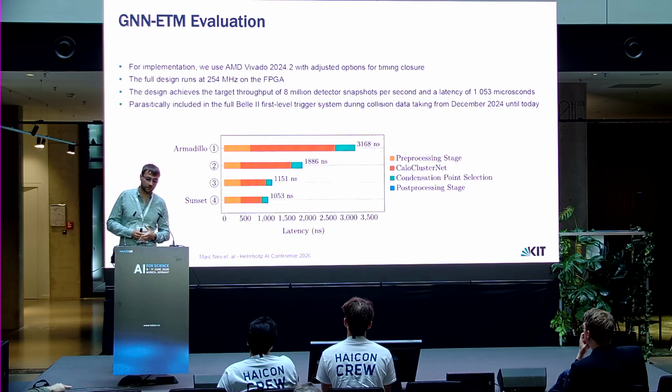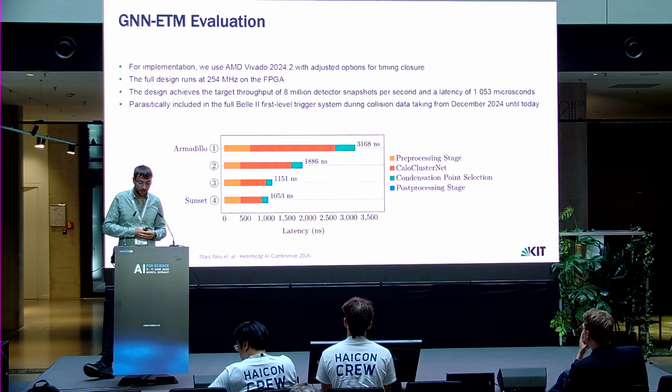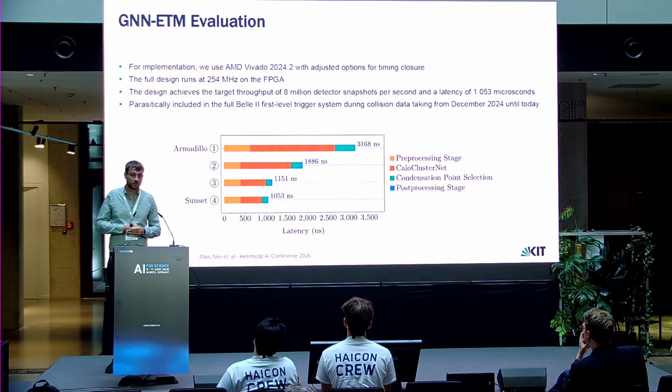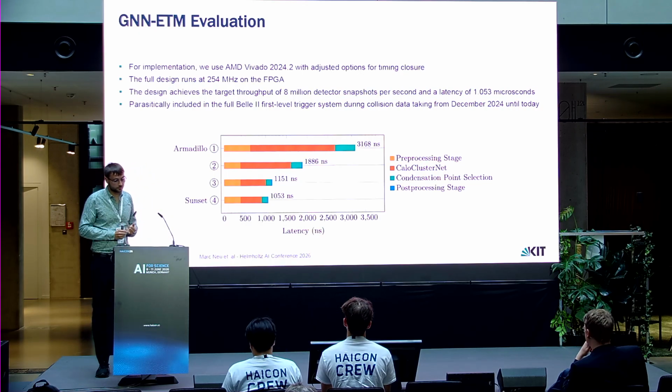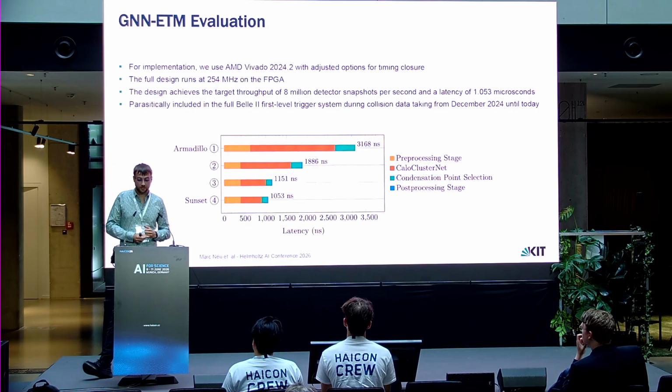So the full design runs at 250 megahertz on the FPGA. We achieve 8 million detector snapshots per second that we require and can compute. And this system has been included in the Belle II first level trigger system for now over a year. And we continue to take monitoring data to debug the system further.